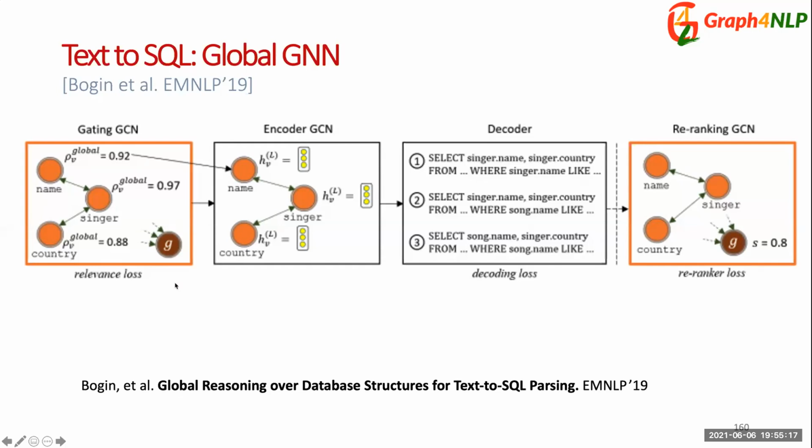So it's connected to every single other node with a special edge type. And then the relevant score probability is computed per database constant based on the final graph representation. And so as you can see here, this part we try to take into account the global information that globally attend the input question as well as the entire database schema. In addition, there is also a re-ranking part.